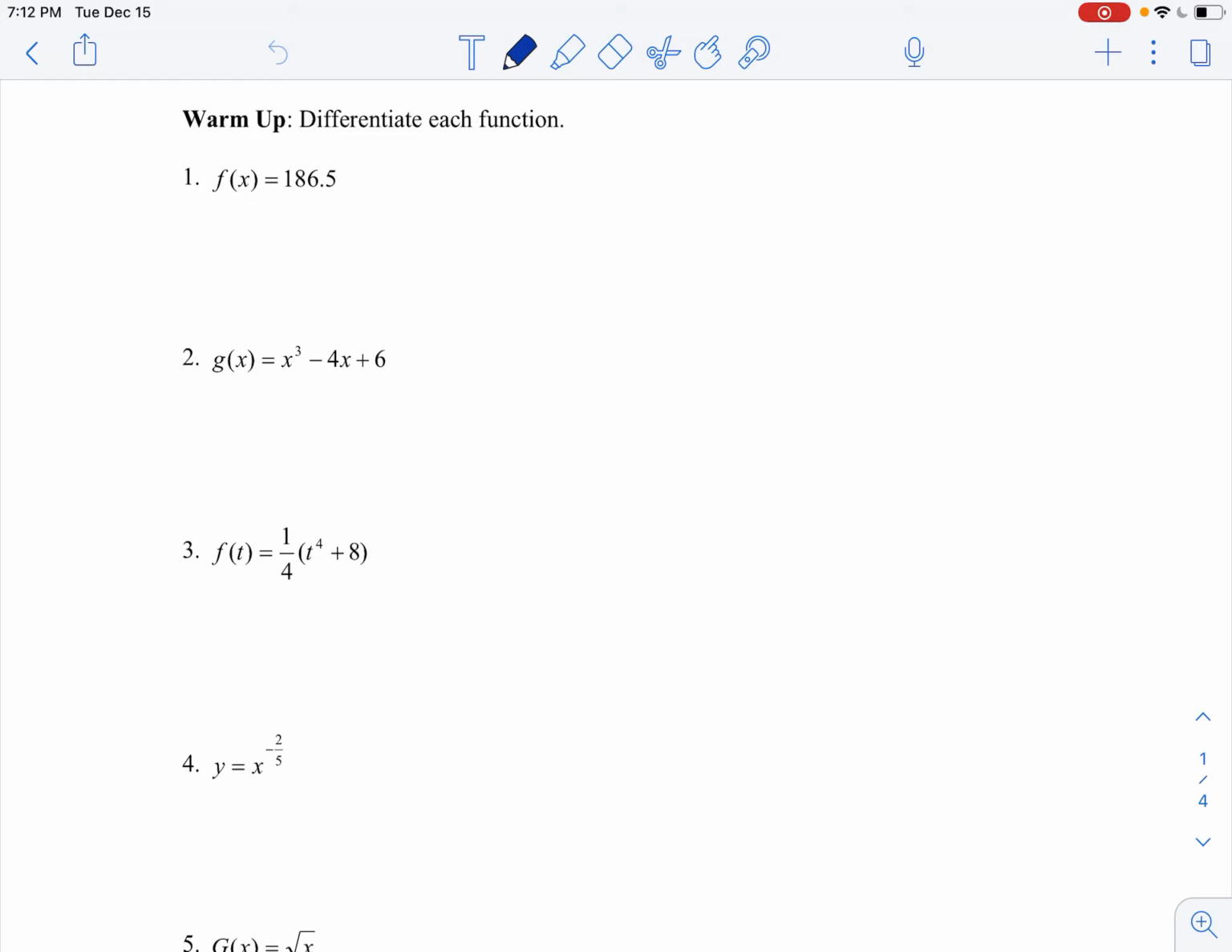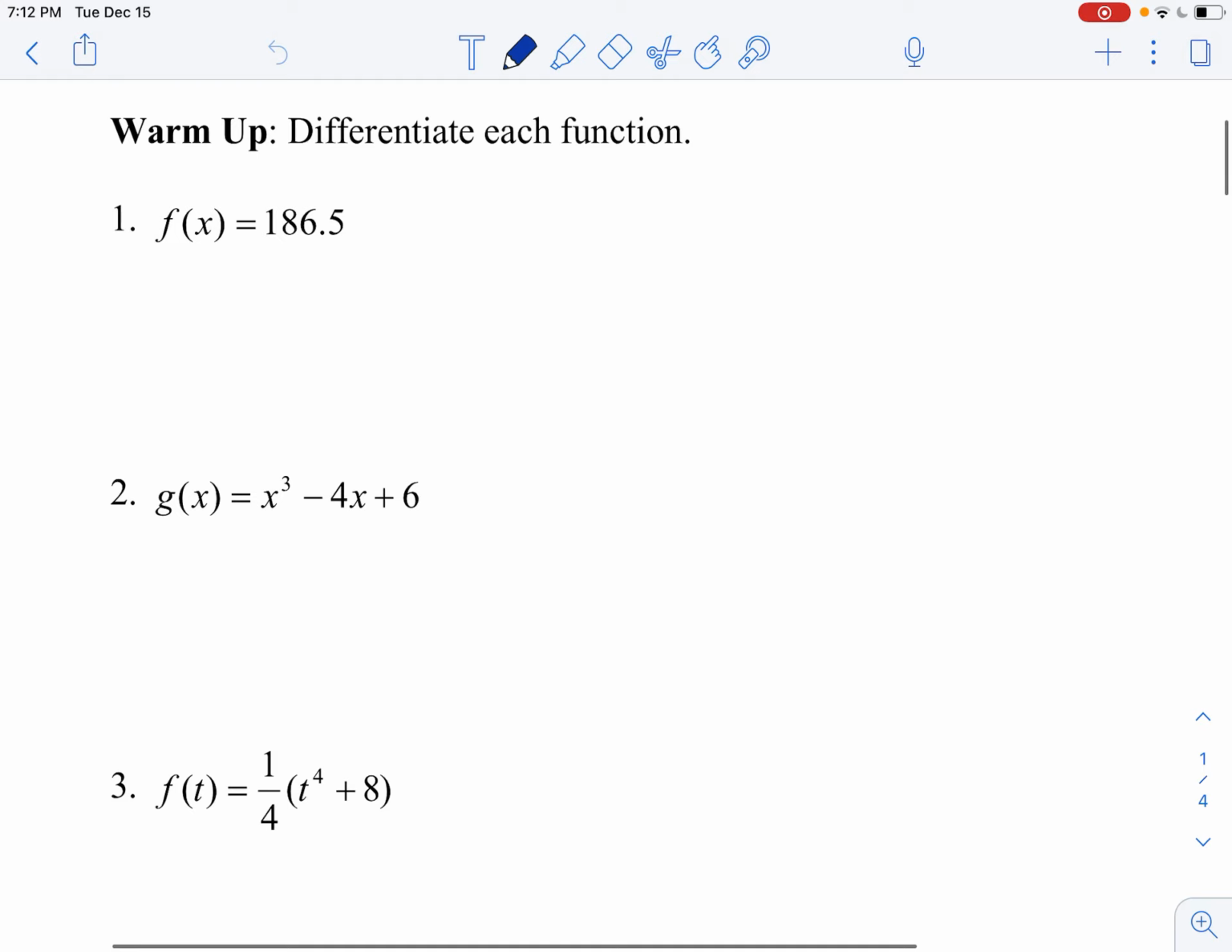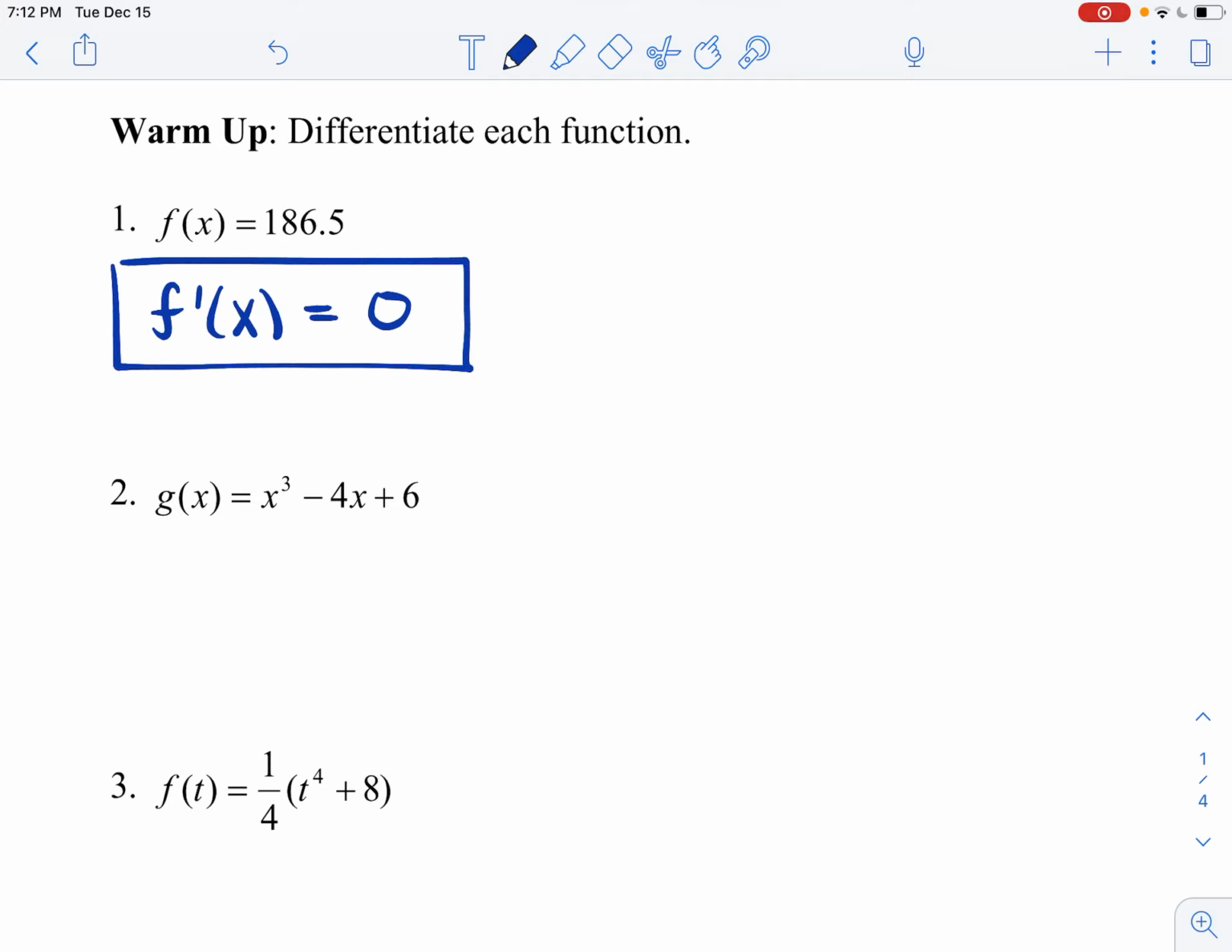Okay, at this point I hope that you've tried each one. Let's go over them. So for question number 1, you're being asked to differentiate a function that is a constant. So if you remember from our constant rule, the derivative of a constant is always equal to 0. So that would be number 1.